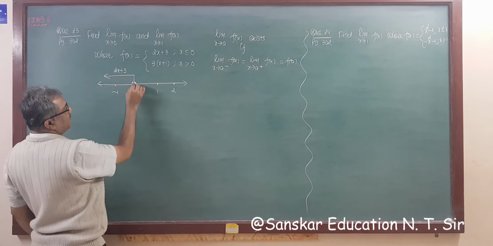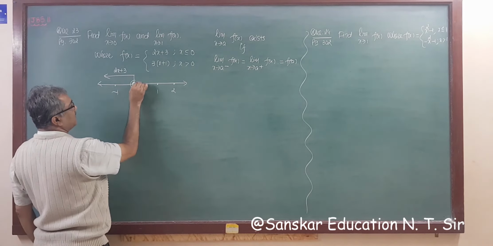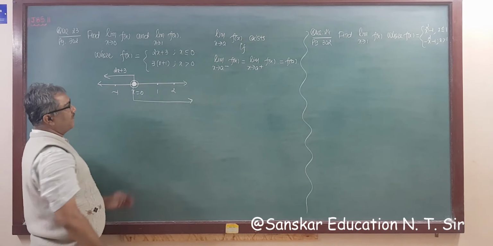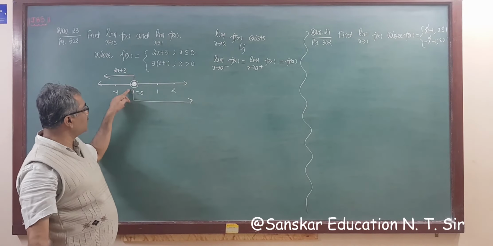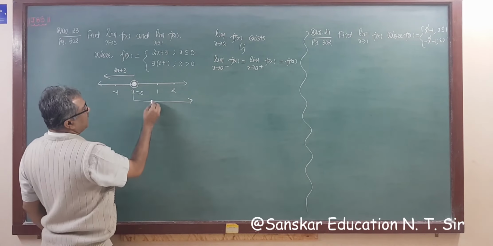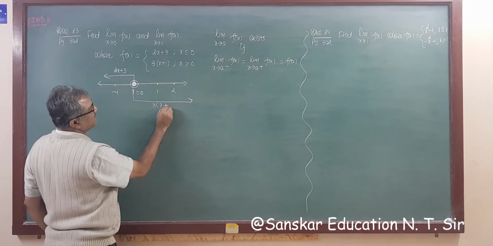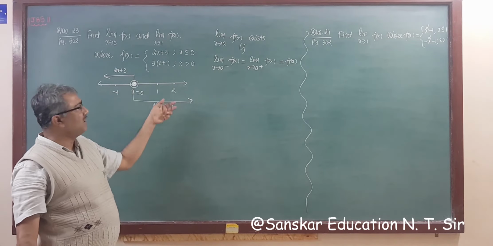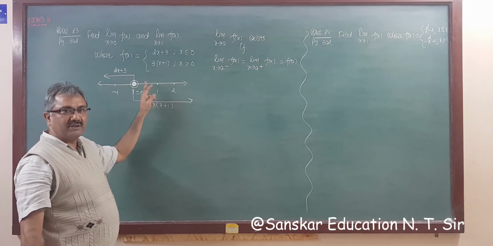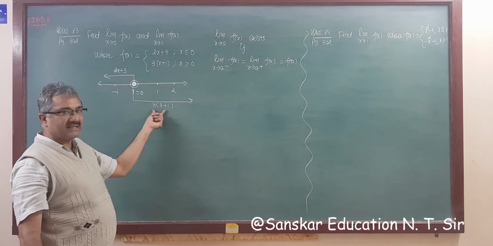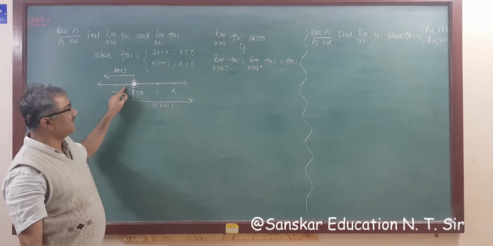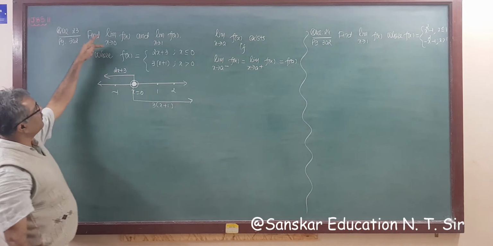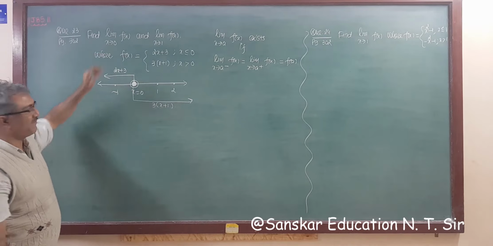And on this side, for x greater than 0, not including 0, the answer of the function is 3 times x plus 1. Means if the value of x is greater than 0, the answer is 3x plus 1. Suppose x is 0.5, then the answer is this one. And if it is minus 0.5, the answer is 2x plus 3. So first of all, we find out limit x tends to 0 f(x), right?